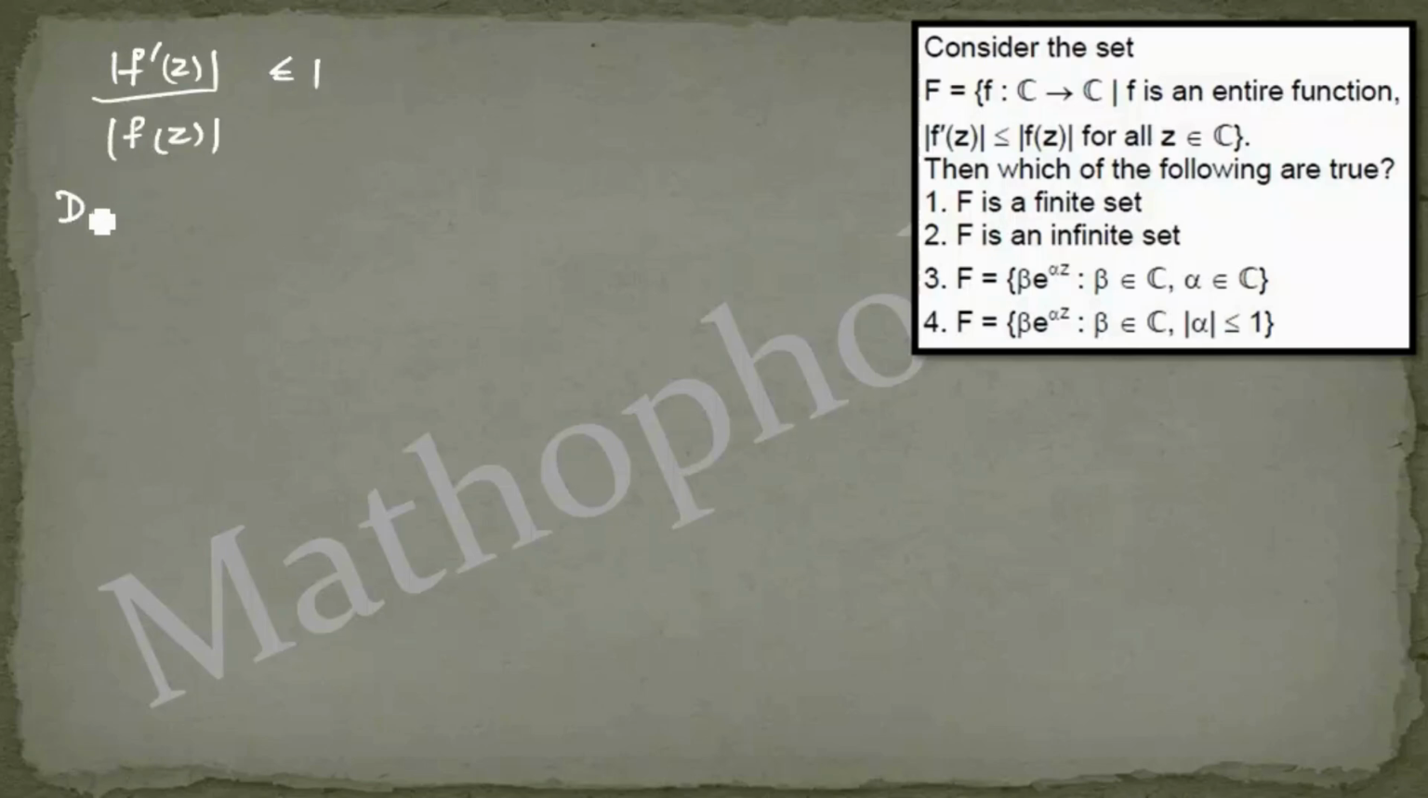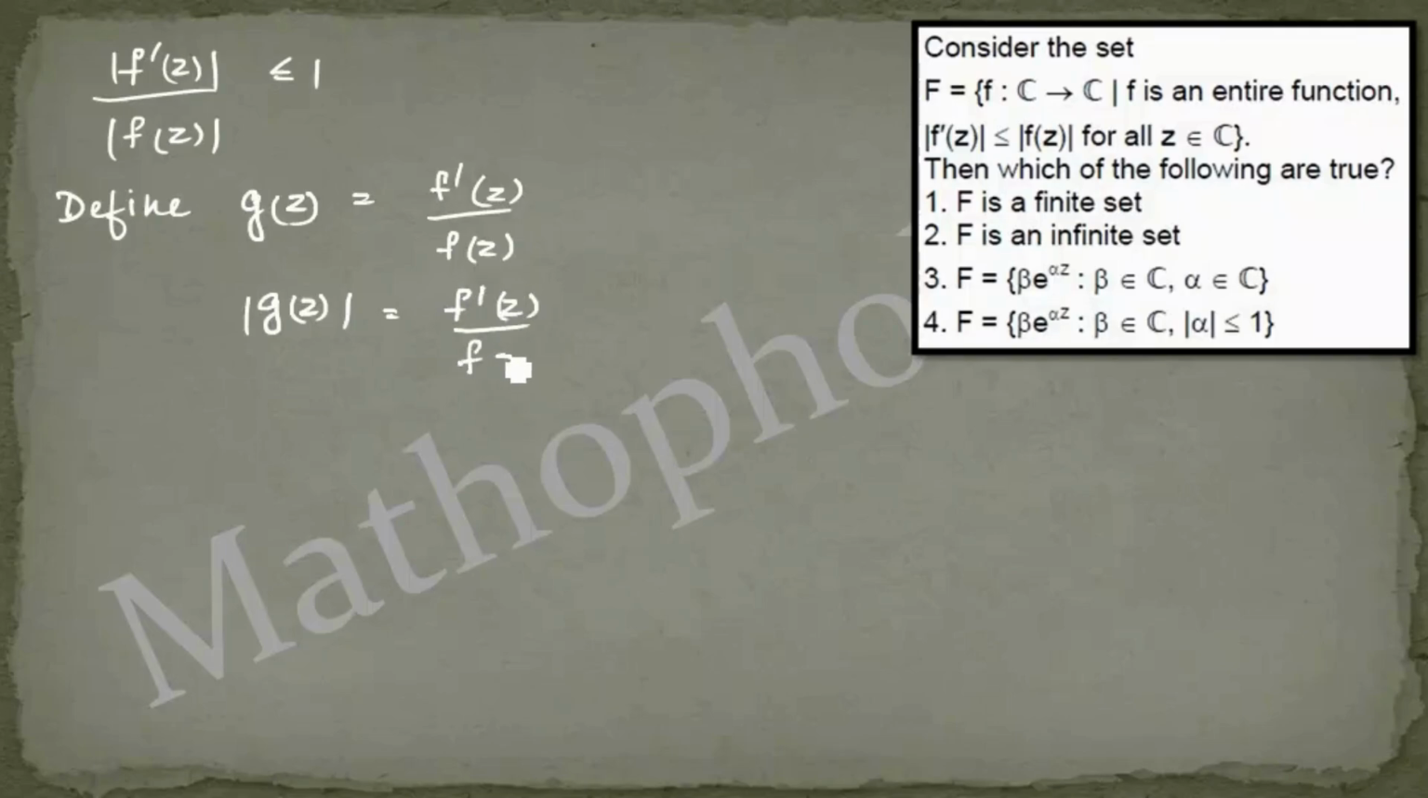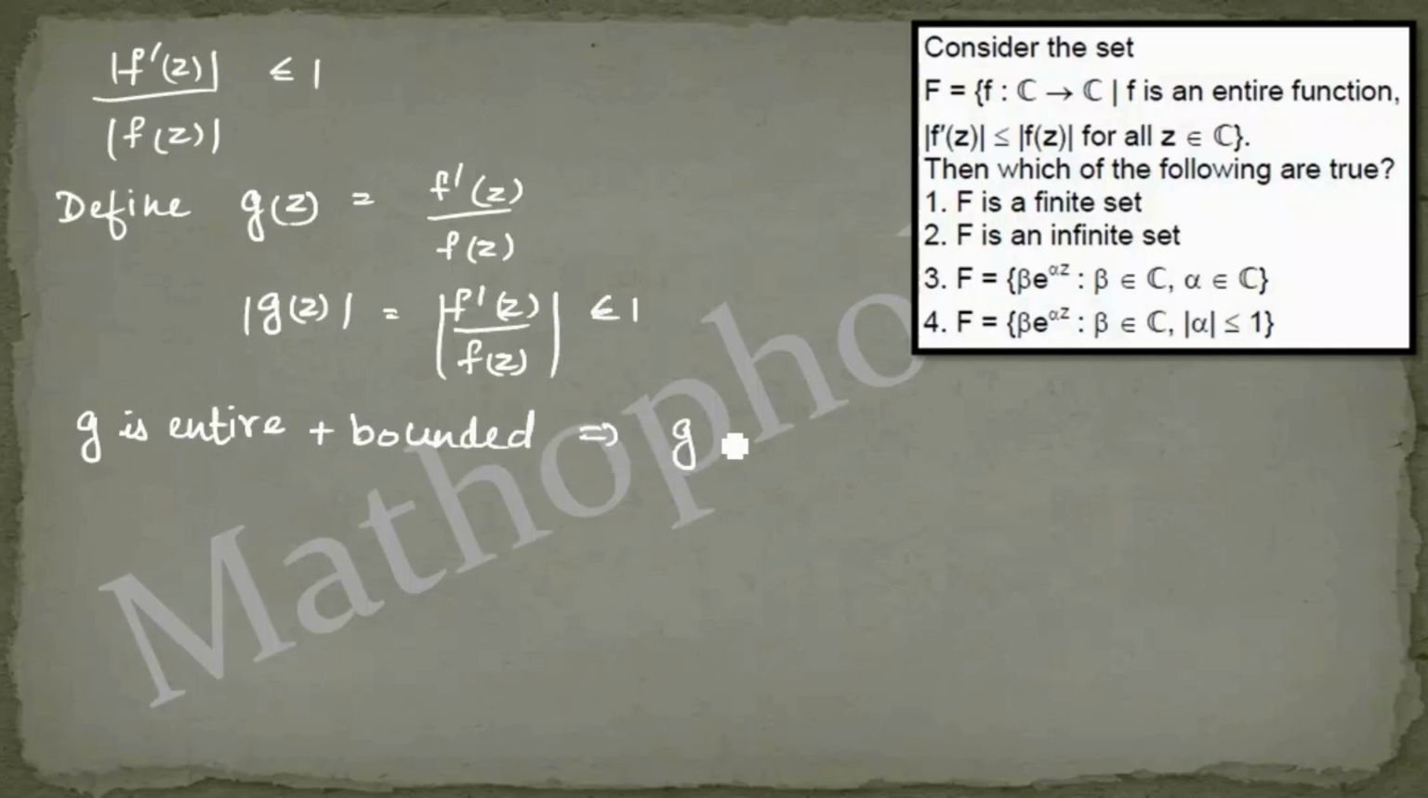To make this easier, we'll define g of z is equal to f dash of z by f of z. So mod g of z will be equal to mod f dash of z by f of z, which is less than or equal to 1. So g is entire and bounded. So this implies g is constant by Liouville theorem.